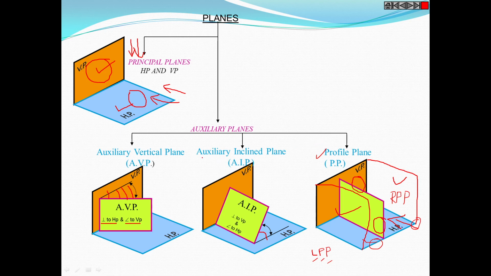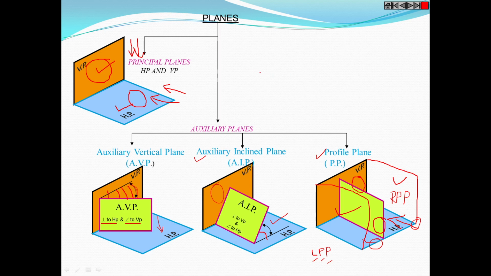Auxiliary inclined plane is perpendicular to the vertical plane and inclined to the horizontal plane. The auxiliary vertical plane is perpendicular to the HP and inclined to the VP.